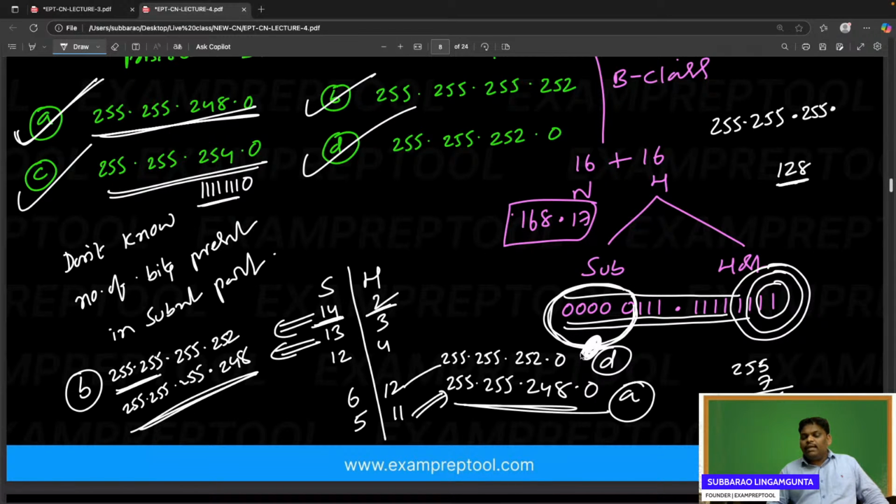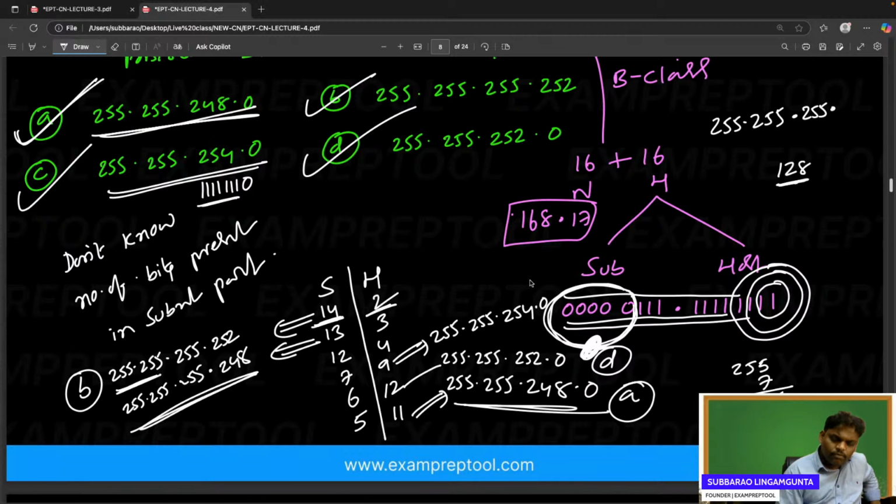in the subnet area 7 people. Host area, right? 8 plus 1, 9 people. So I think this is also possible. 7 people, 7 plus 9. 255, 255, 254, 0. This is for C option. Check properly. Many possibilities are there. Answer is A, B, C, D.